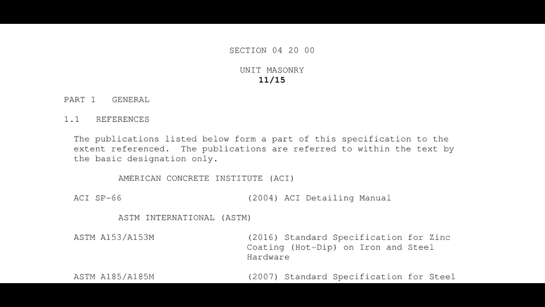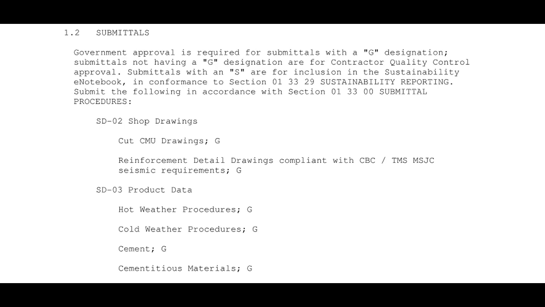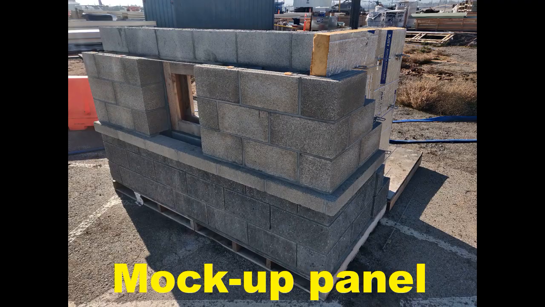Before starting masonry work, building official approval is required for the following submittals: CMU shop drawings, product data, hot and cold weather procedures, cementitious materials, insulation, anchors, ties, mock-up panel, joint reinforcement, veneer anchor calculations.